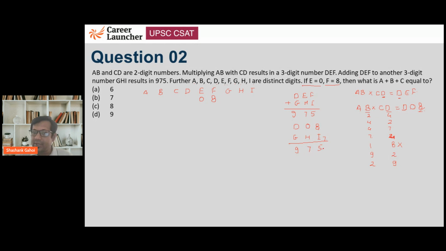So 8 plus 7 is 15, carry over is 1. Now 1 plus 0 plus H is 7, so H must be 6. So this is the information that I'm getting. Now carry over is 0. So what else are we getting?